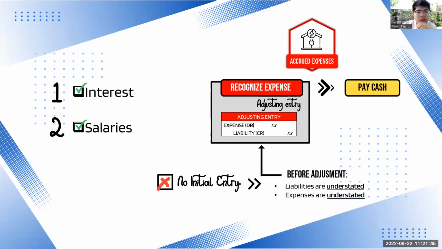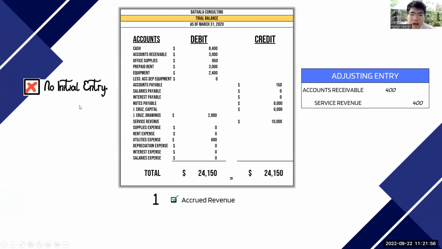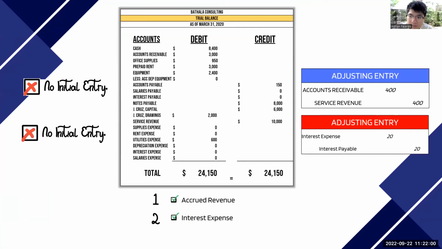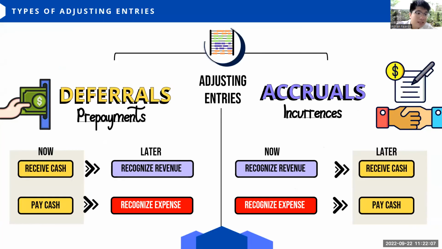So now we're done with our accrued expenses. So interest expense, salaries expense. So for accruals, ito yung mga ginawa natin. We accounted for accrued revenue. We accounted for interest expense. And then we accounted for salaries expense. Right? And that's basically it. So that's the core of the lesson. We just basically taught you how to understand what deferrals are, what are accruals, and how to account for it.